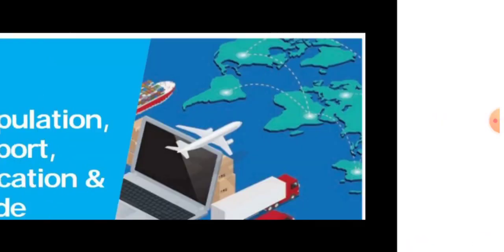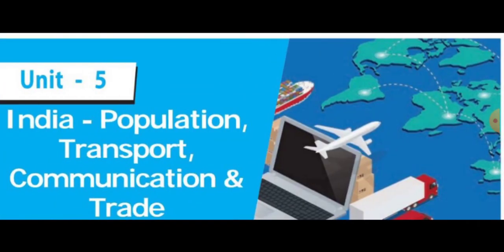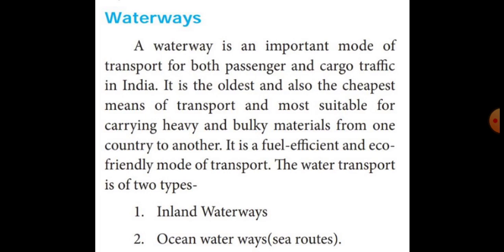Now we are learning the geography part. From geography, we are learning Lesson 5, India: population, communication, transport and trade. From that lesson, which topic did we learn in the previous class? Do you remember, students? Very good. We learned about the second and third means of transport. Which are the second and third means of transport? Waterways and air transport. First of all, we can recollect a few important points about the previous class portion.